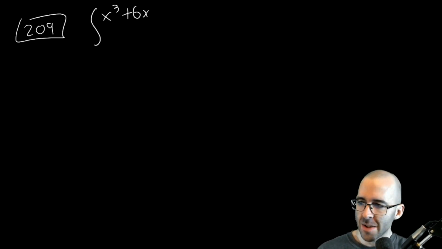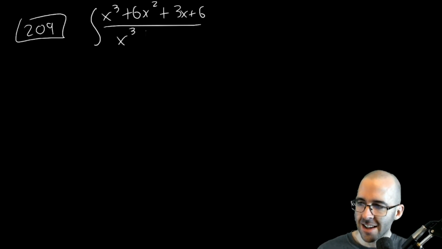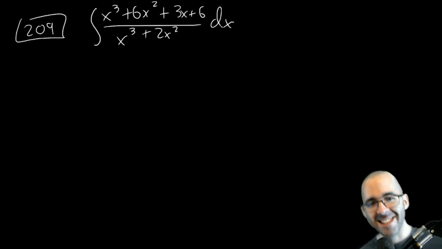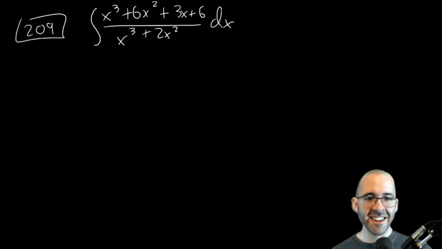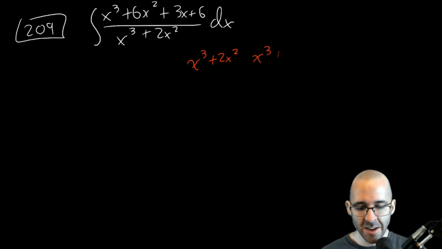Integral of x cubed plus 6x squared plus 3x plus 6, all divided by x cubed plus 2x squared. Look at the degrees. We have to divide this. The degree on the top is 3, and the degree on the bottom is 3. So x cubed plus 2x squared is dividing into x cubed plus 6x squared plus 3x plus 6.